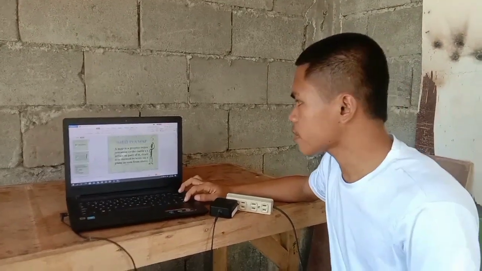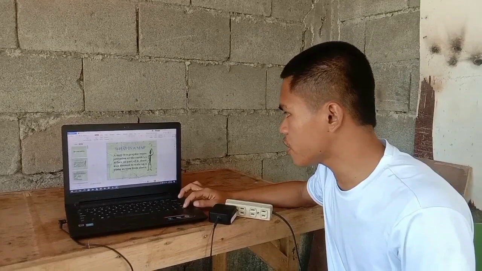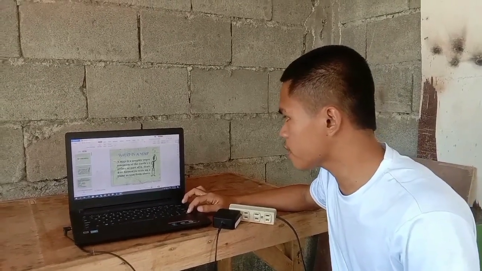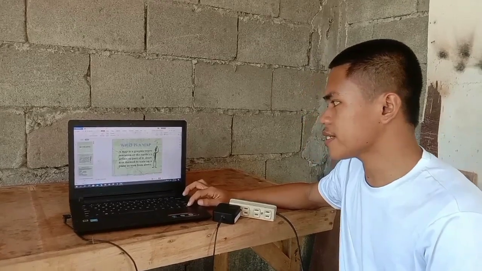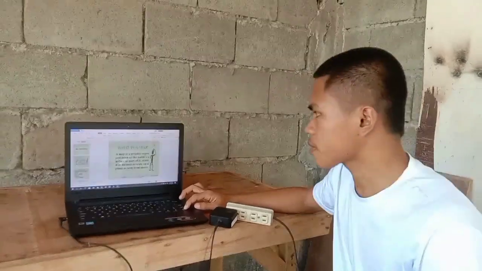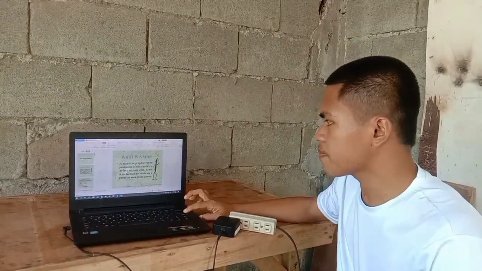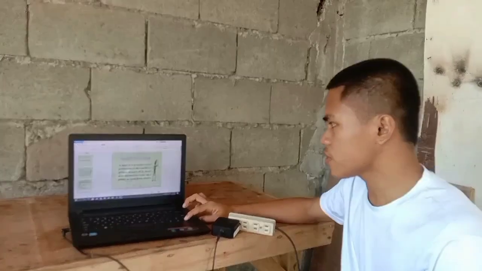What is a map? A map is a graphic representation of the Earth's surface or part of it, drawn to scale on a plane as seen from above. A map is a graphic representation of the Earth's surface.